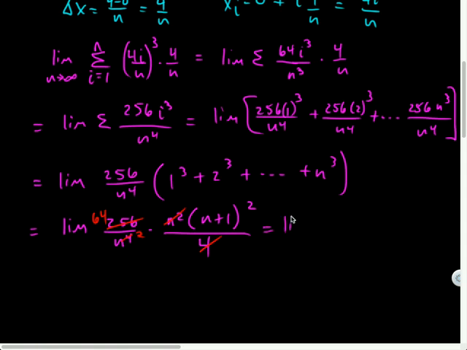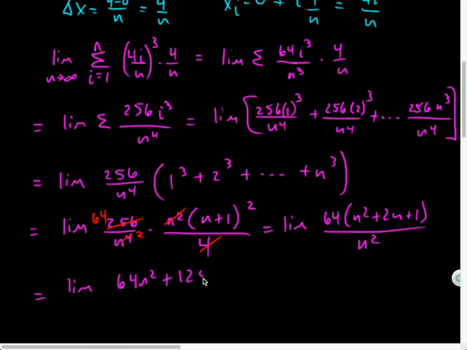And I get the limit of, let's see, (n plus 1) all squared. I'm going to have to use binomial expansion there. So that'll be 64 times n squared plus 2n plus 1, using a pattern, all over n squared, equals the limit of 64n squared plus 128n plus 64 over n squared.